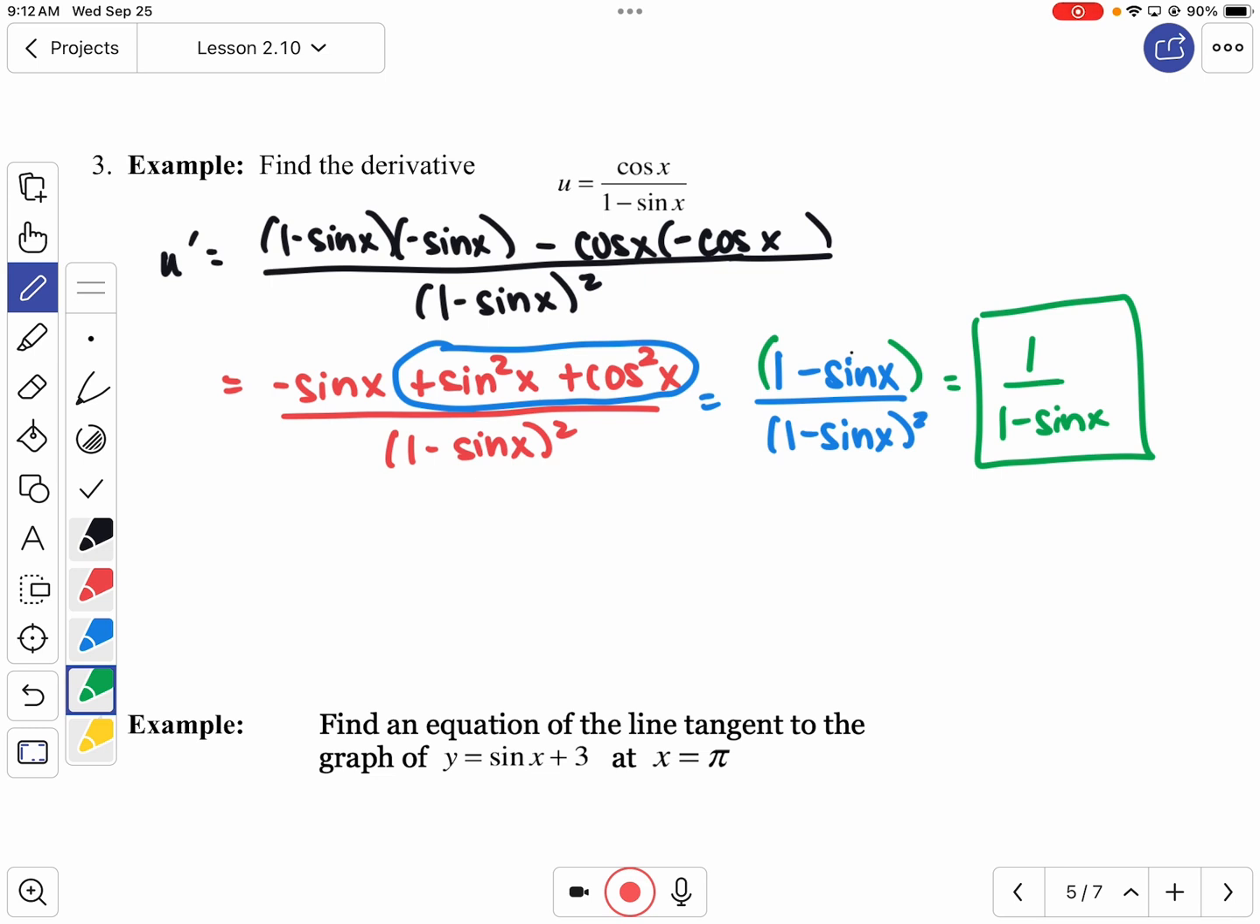Y'all know I love trig, right? So does the AP exam. Just so you know.